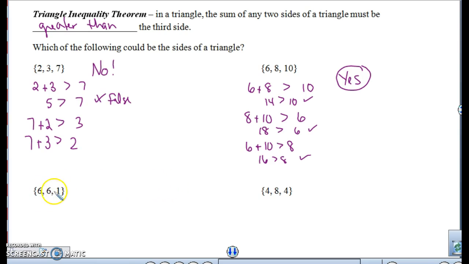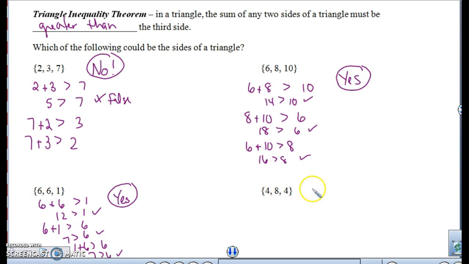The sum of two sides is greater than the third side. All right, let's try 6, 6, and 1. We have 6 plus 6 is greater than 1. That's true. 12 is greater than 1. We have 6 plus 1 is greater than 6, which is 7 is greater than 6. And then we have 1 plus 6, which is the other pair of sides. 7 is greater than 6. That works for all three of them. So this one is also yes.